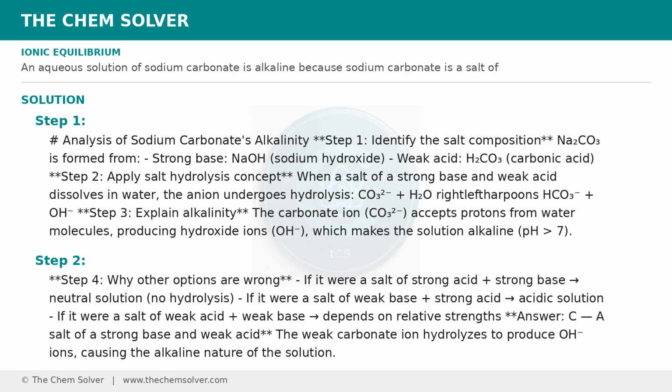Analysis of sodium carbonate's alkalinity. Step 1. Identify the salt composition. Na2CO3 is formed from a strong base, NaOH, sodium hydroxide, and a weak acid, H2CO3, carbonic acid.